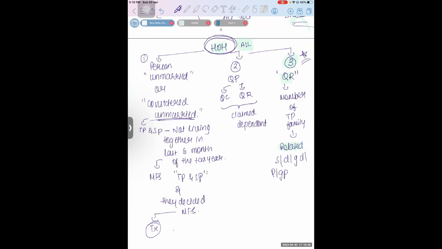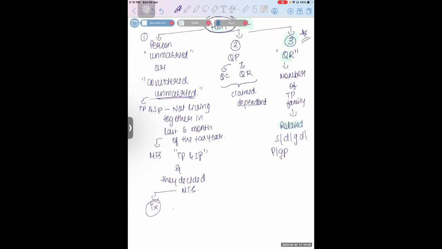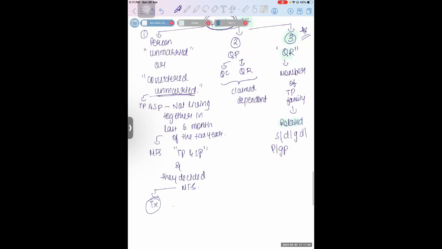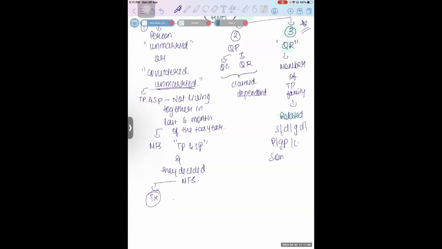Got it, guys? Any question? Yeah, ma'am, do in-laws count? I mean, the in-laws who are living with the taxpayer, do they count? Yes, any relative will count. Your cousins will also count. Your son-in-law, brother-in-law, half brother, half sisters, maybe foster brother, foster child, any in-laws, they should be somehow related to you, guys.